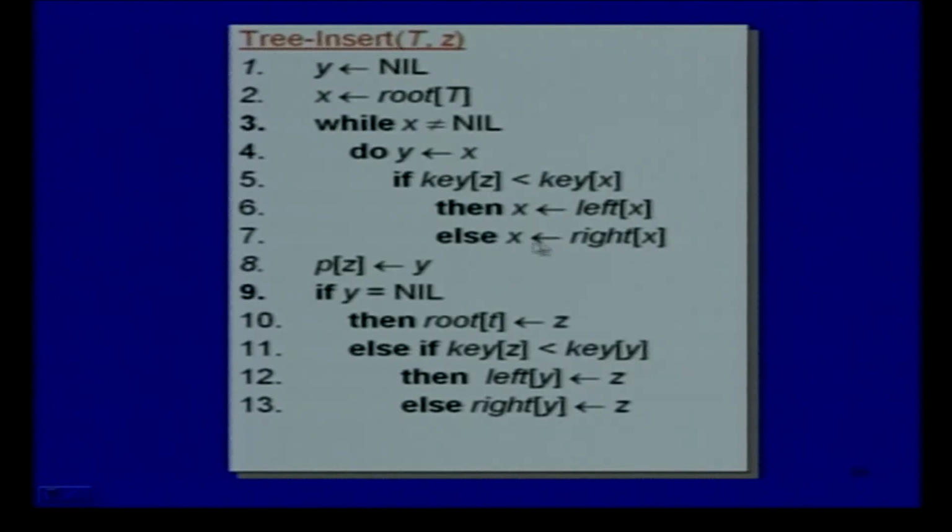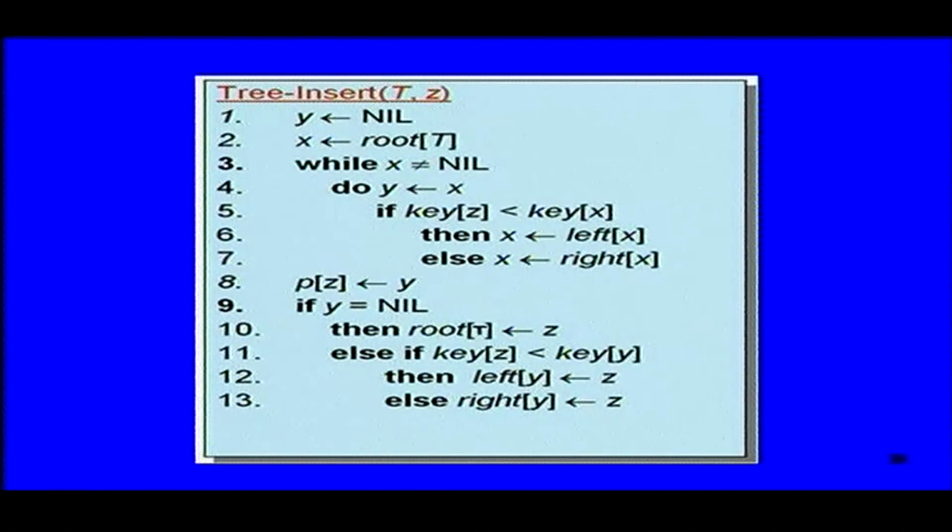Okay. So, now you have x pointing to left or right, then p of z you make equal to y. You do this while x is not equal to null. Now, if y is equal to null, then root of t is equal to z, that is the case where the root has to be inserted. Otherwise, left of y is equal to z, or right of y is equal to z, and so on. So, this is the algorithm that you have for insertion.